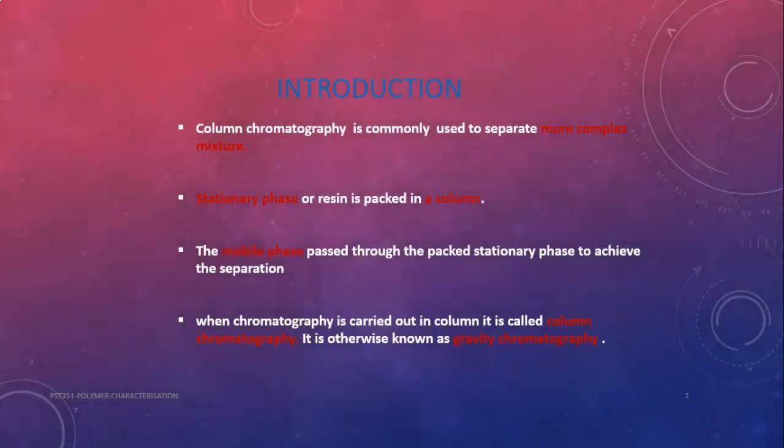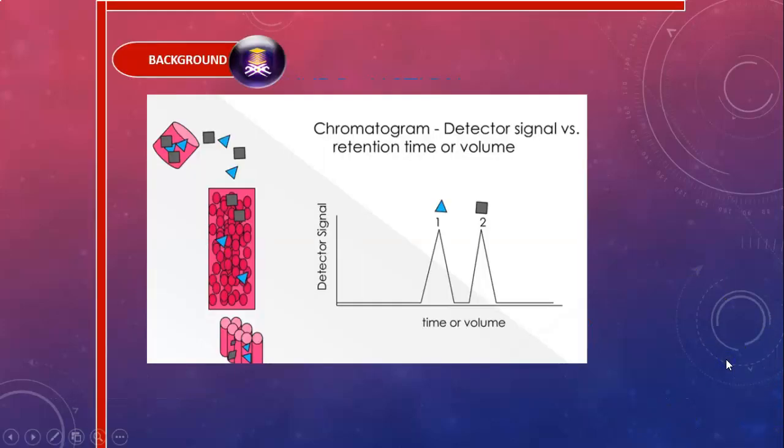Okay, column chromatography is commonly used to separate more complex mixtures compared to paper chromatography and TLC. So the stationary phase or resin is packed in a column. The mobile phase will pass through the packed stationary phase to achieve the separation. So when the chromatography is carried out in a column, it is called column chromatography. It is also called gravity chromatography.